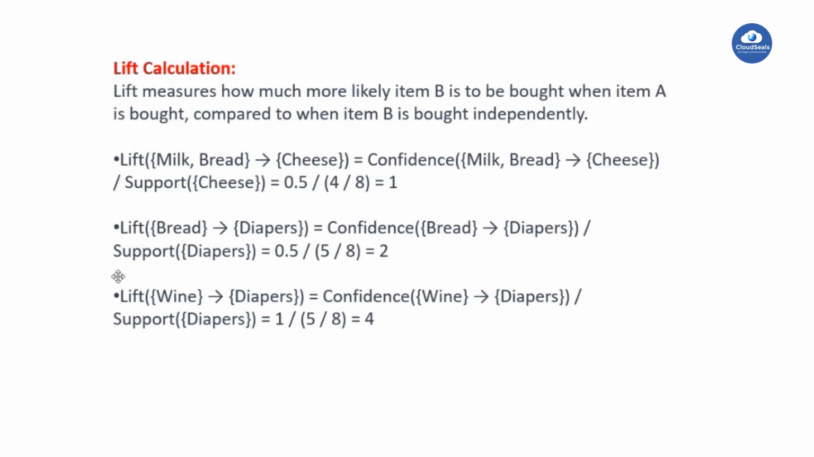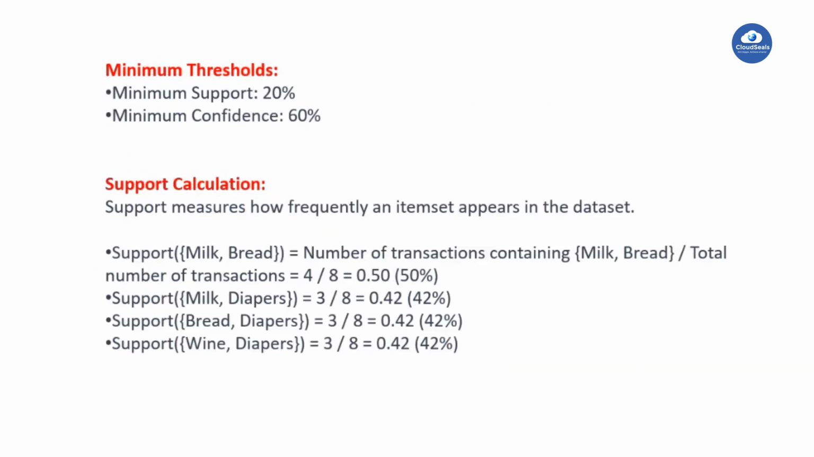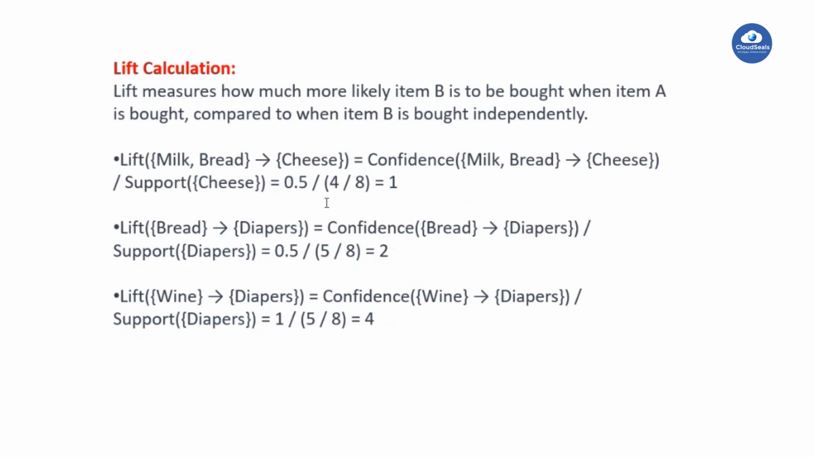Let's check the lift. Lift is nothing but the confidence of milk and bread, confidence of bread to diaper, confidence of the wine to diaper, divided by support. Here there is nothing to calculate for the lift, because we already calculated the confidence and we already calculated the support. Lift is nothing but the confidence by support. That is, let's check, 0.5 by 4 by 8.